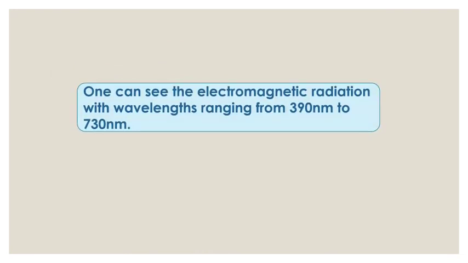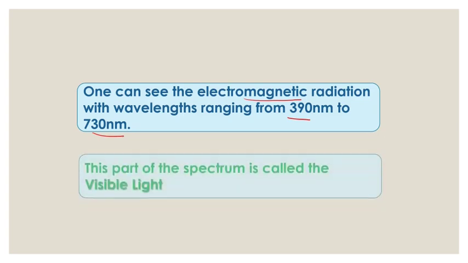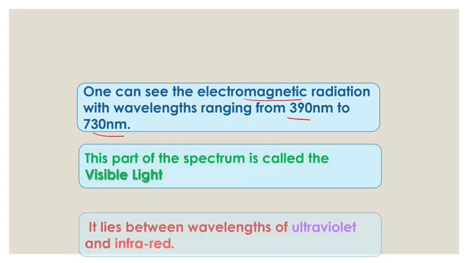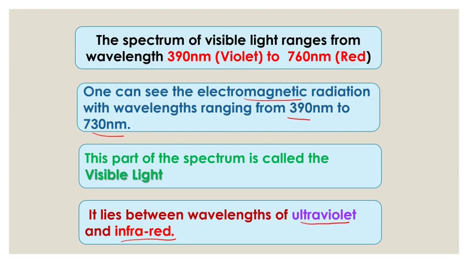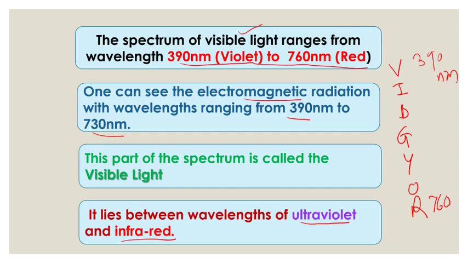So we can see the electromagnetic radiation in wavelength ranging from 390 to 730 nanometer. What is this spectrum called? Visible light. Where is it present? It is present between ultraviolet on the left hand side and infrared radiations on the right hand side. Again, I repeat, the visible spectrum ranges from 390 violet to 760 red. So violet, indigo, blue, green, yellow, orange, red. Red is at 760 nanometer, violet is at 390 nanometer.